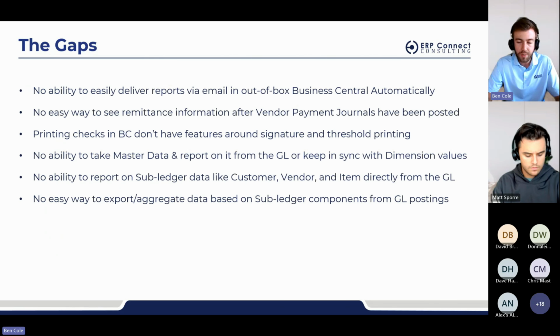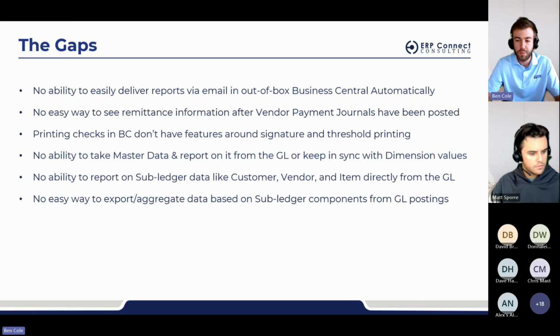So what are some of the gaps that currently exist in Business Central, and how are we going to fill those gaps? The first one is the ability to deliver reports via email, right? There's not an easy way to do this out of the box, and we're going to show you some things today on how you can email a handful of different reports to yourself or a group internally automatically with a job queue.